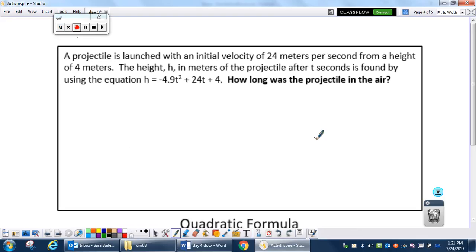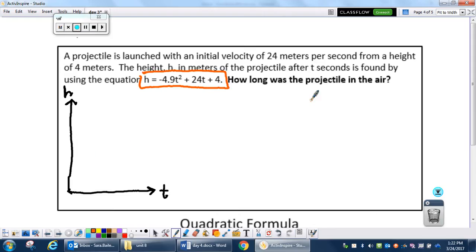Okay, so in your notes, if you're looking, I want to make a sketch first, so I also suggest that you make a sketch. So I'm going to sketch the x and y axis. Okay, and height is going to be here, and time is going to be here. So a projectile is launched with an initial velocity of 24 meters per second from a height of 4 meters. The height h in meters of the projectile after t seconds is found by the equation, and then there's your equation.